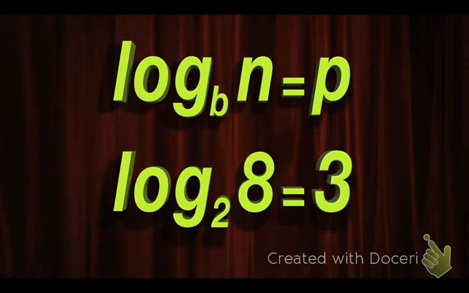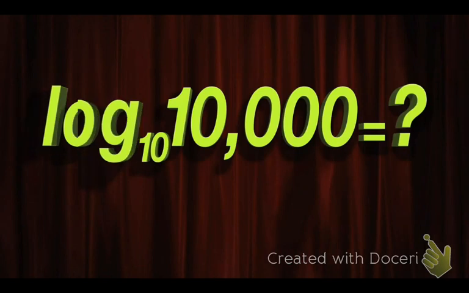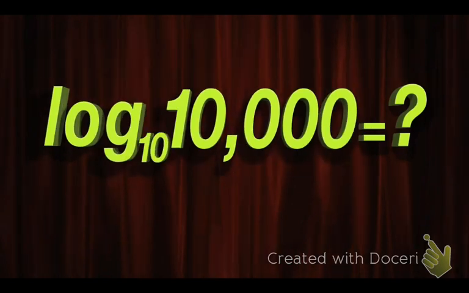This is starting to sound a bit confusing with all the variables. So let's show this with an example. What is the value of log base 10 of 10,000? The same question could be asked.